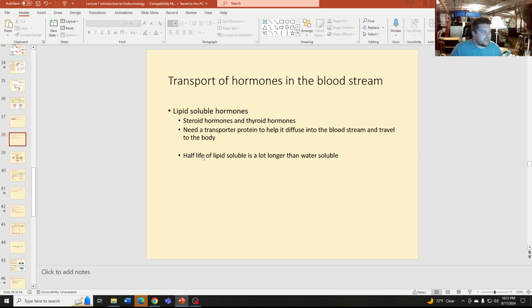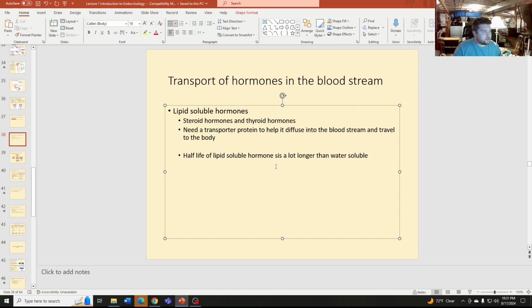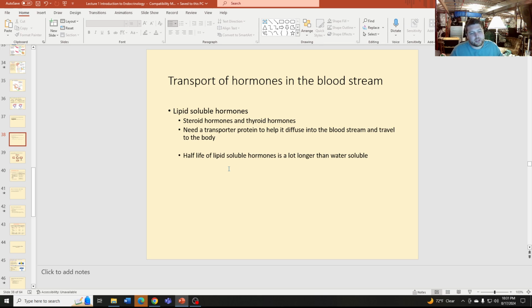Another little note, the half-life of lipid-soluble hormones is a lot longer than the water soluble, because water soluble hormones, again, because they are not bound to anything, they're just free floating around. It's more likely that they get stuck, that they get trapped, that they get destroyed, they get acted on. Something happens that they break down, versus the lipid soluble hormones are bound to something and they have a transporter, so they don't break down quite as quickly.